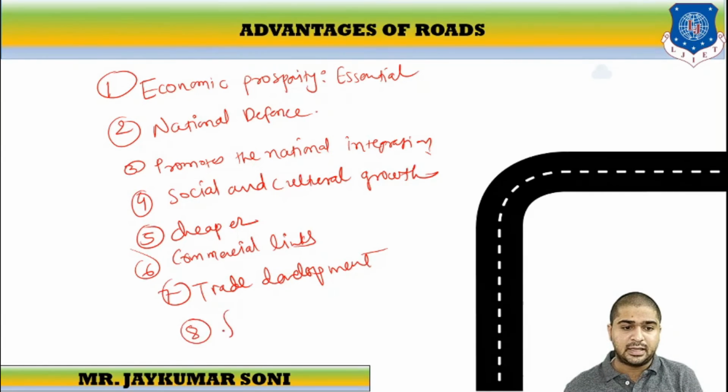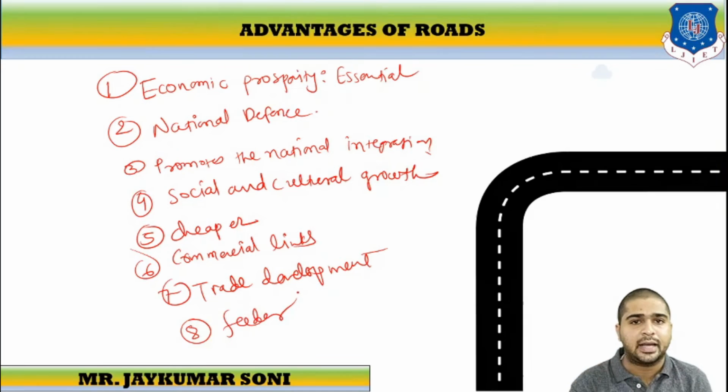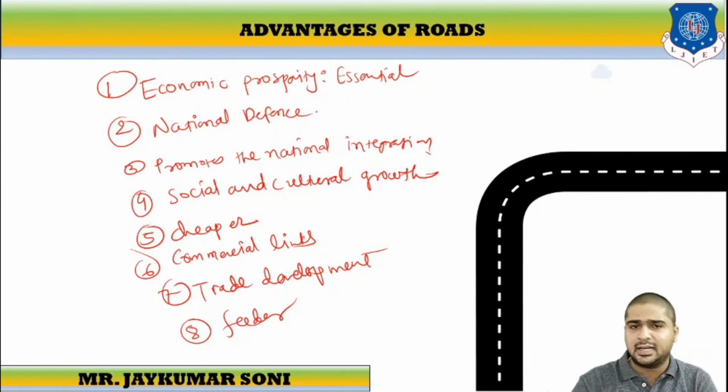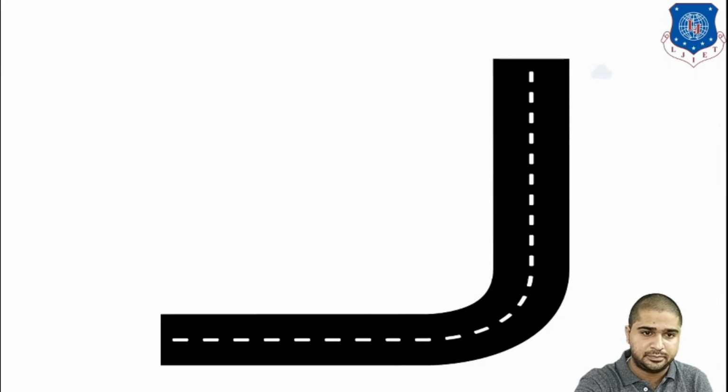Then we have already discussed that they act as the feeder line. So these are certain advantages, such as they are essential for economic prosperity, they are used for national defense activities, they promote national integration, they promote social and cultural growth, they are cheaper than other modes of transport, they provide commercial links from one place to another place. For trade development and the easiest or cheapest transportation of goods, they are used and they act as the feeder line also. So these are certain advantages of the road network.